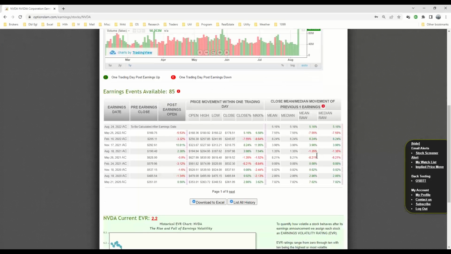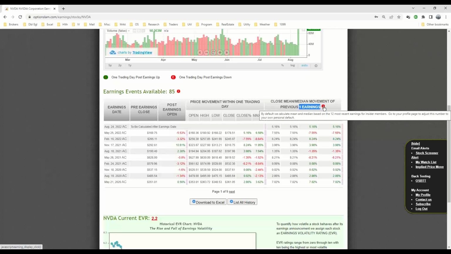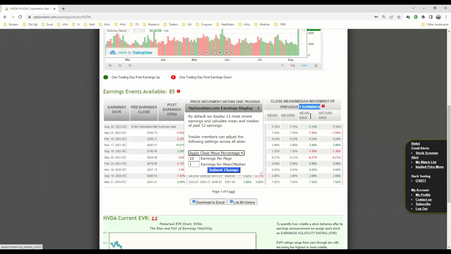Yeah, this is better. This is better because NVIDIA has an earnings date coming up, and it is confirmed. And you can see that there's some data populated across here. Notice that this information is all in line with this 5.16%. That is the previous one earnings, and this is the absolute volatility, mean, absolute volatility, median, okay? Mean being the average, median being the middle. But I'm only looking back at one earnings event. What this tool will do for you is it will average multiple earnings events.